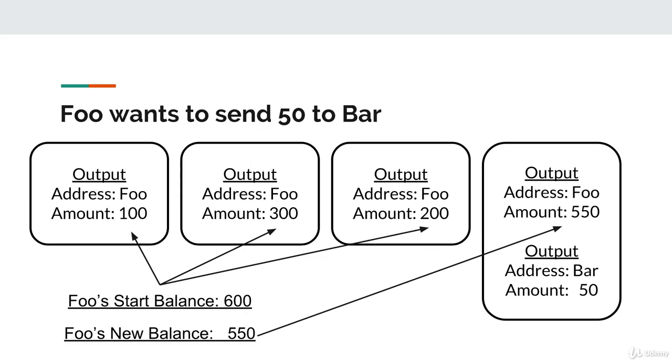Therefore, a balance calculation that only looks at the most recent transaction and any following outputs shows the true balance for that user, and in this case, the true balance of Foo is 550. So with these ideas in mind, let's implement the balance calculating functionality in our project.